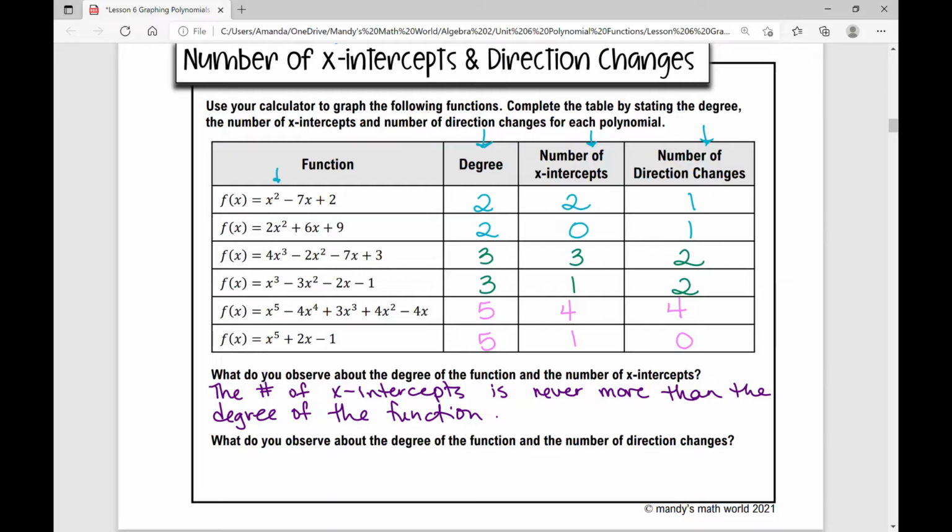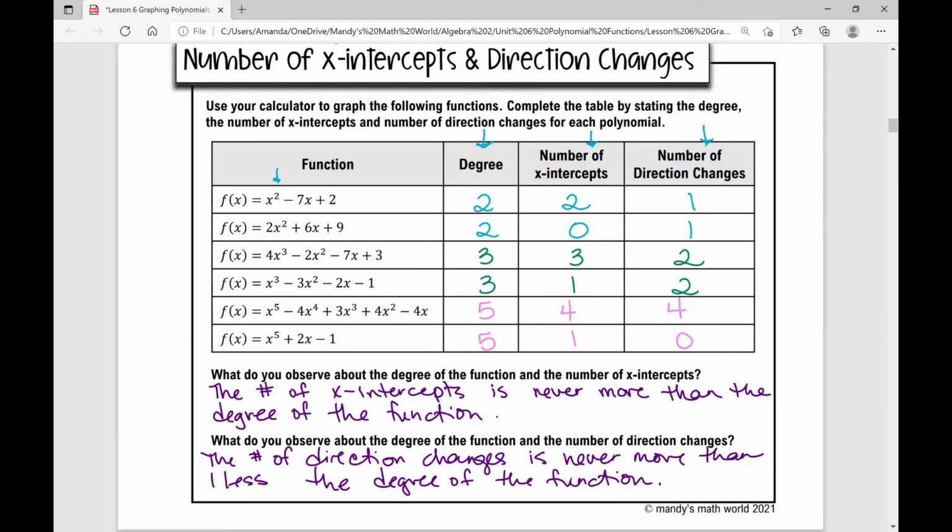What do you observe about the degree of the function and the number of direction changes? Well, the number of direction changes I'm noticing is never more than one less than the degree of the function.